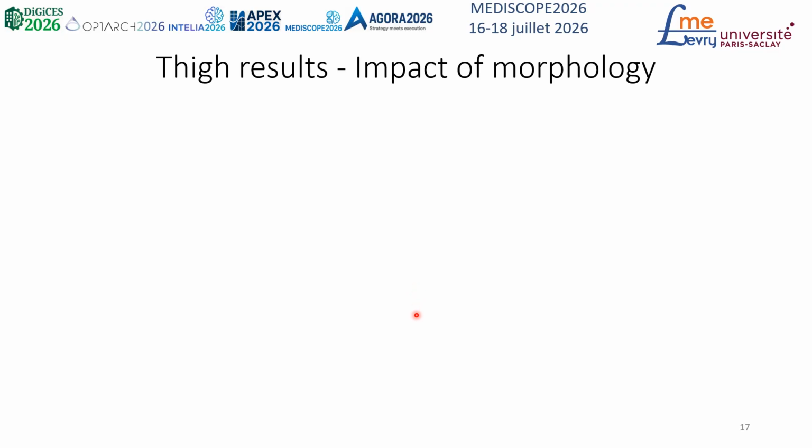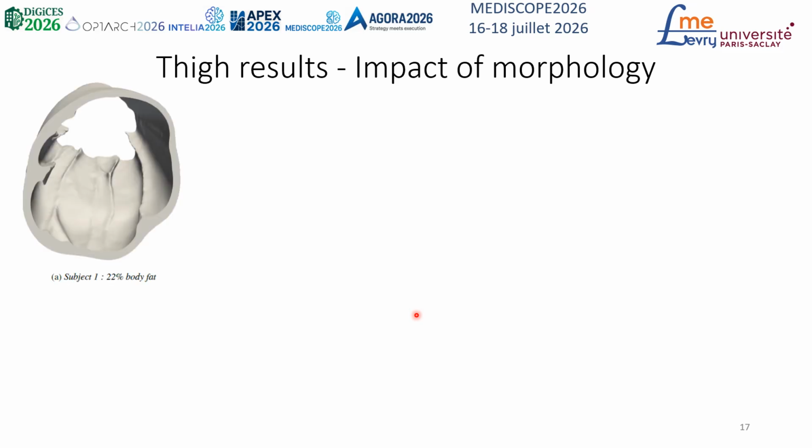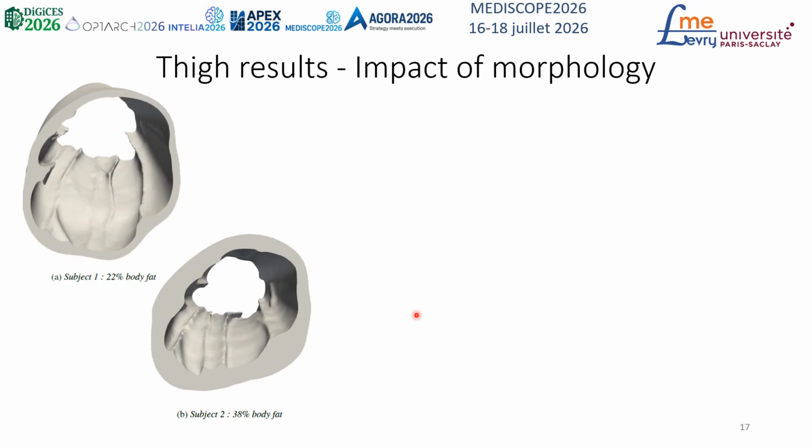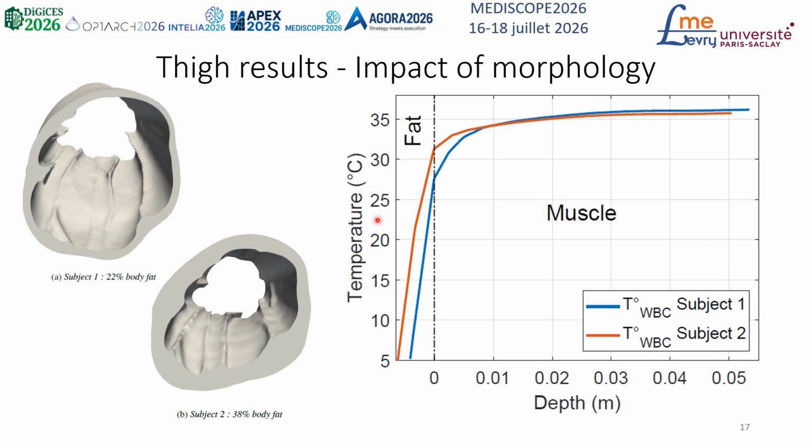Finally, still on the thigh portion, after having validated this model, we studied the impact of morphology. Subject 1 has a body fat index of 22%. Subject 2 has a body fat index of 38%. The fat mass then acts by its thickness and thermal conductivity as an insulator, limiting the cooling of the muscle. And in the case of the whole body cryotherapy here, not allowing a real cooling of the muscle as expected here.